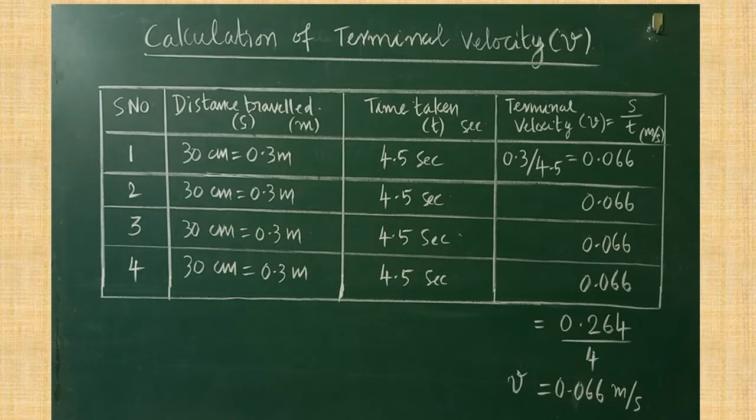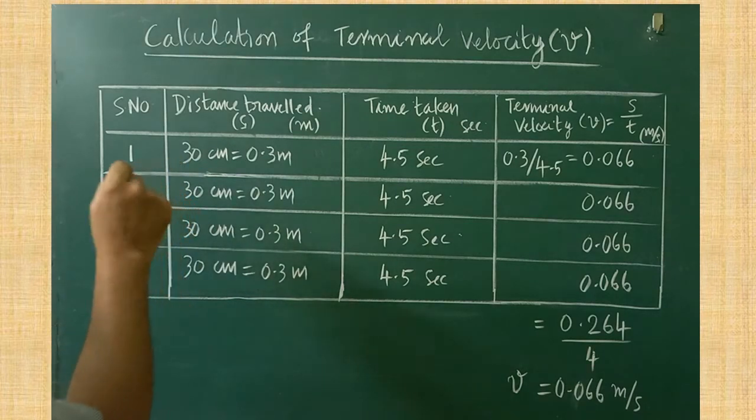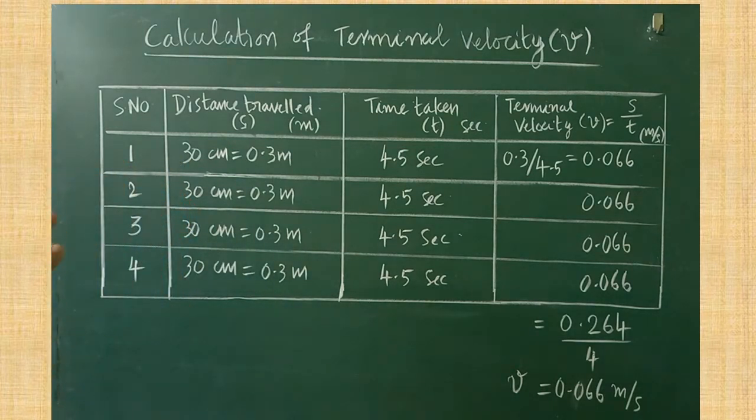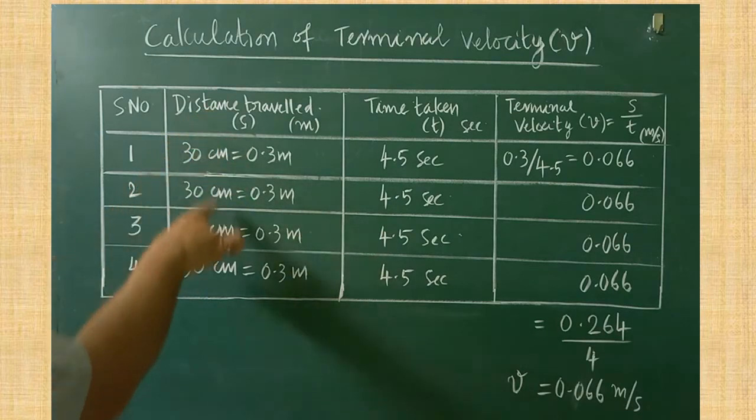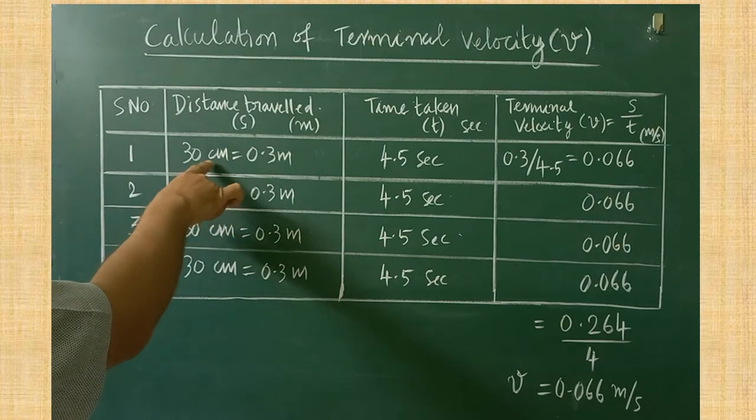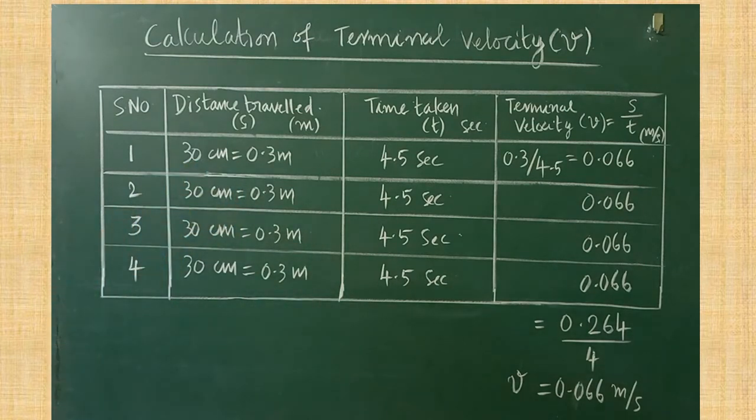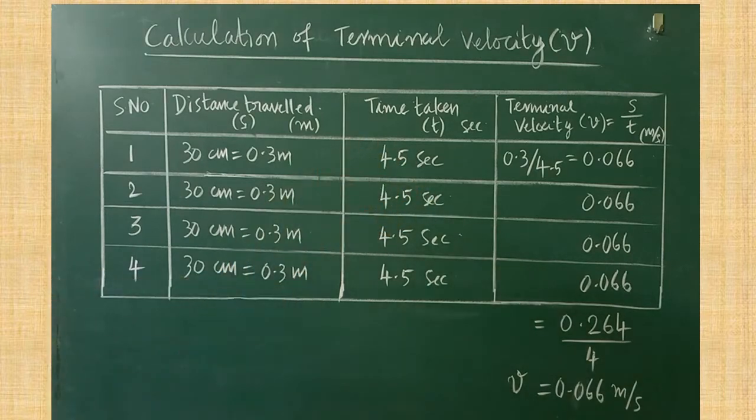Already we have taken the time taken to travel the distance of 30 centimeters by the lead shot. Totally we have taken 4 readings. Each time the lead shots were dropped into the castor oil and the time taken was measured. So all the 4 readings are tabulated in the tabular column. This is the column in which you could see the distance traveled by the lead shot. In each case, it travels a distance of 30 centimeters, that is equal to 0.3 meter. Each time it covers that 30 centimeter distance in 4.5 seconds.